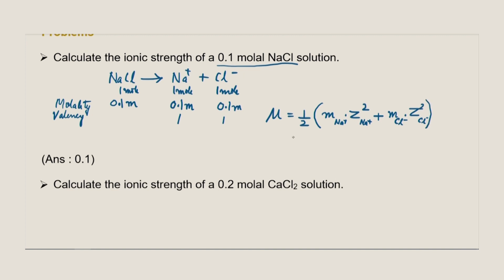Now, we can substitute the values. Half into molality of sodium chloride is 0.1, valency is 1, therefore, 1 square, plus molality of chloride ion, again 0.1 into 1 square, and when we add up, the answer will be 0.1.